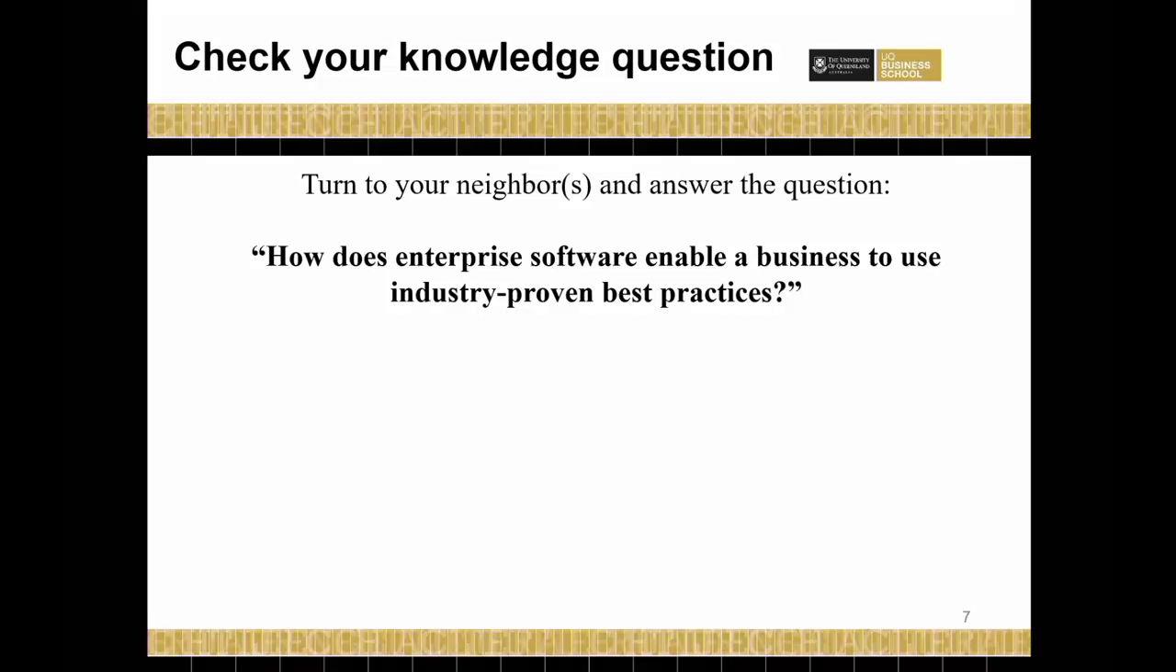So what is the answer? Why is it so that when you implement an ERP system in your company, you get best practice business processes? What's the answer?